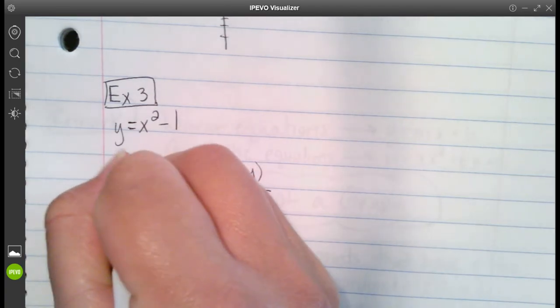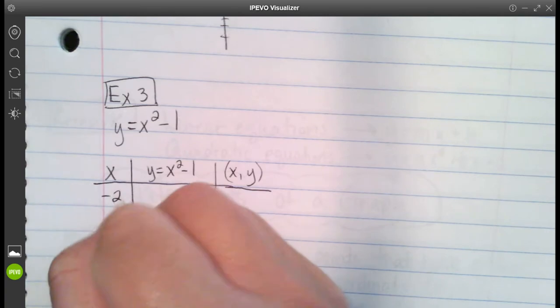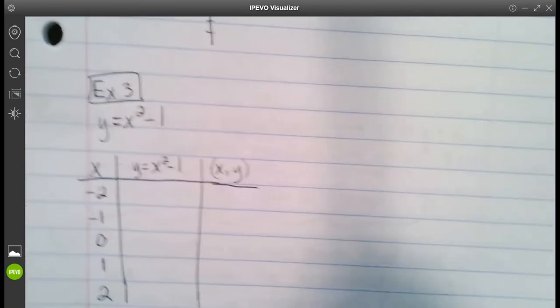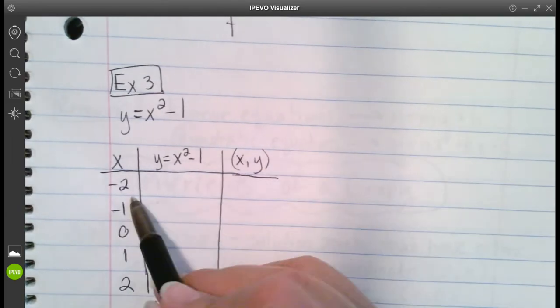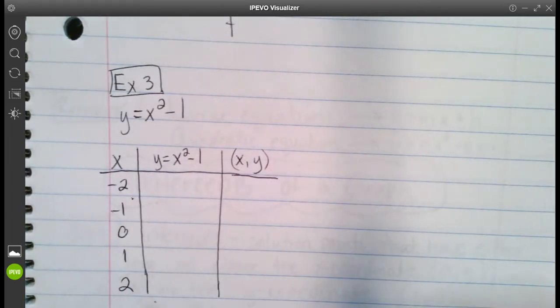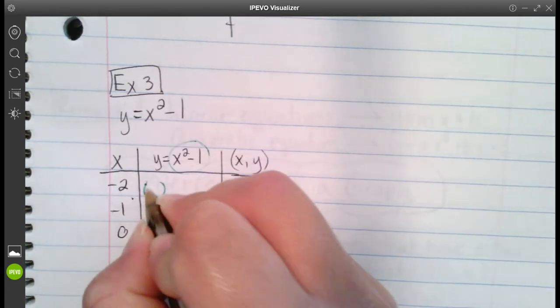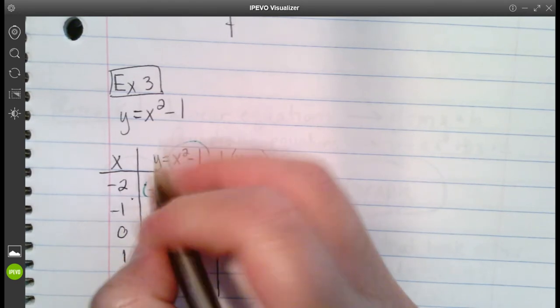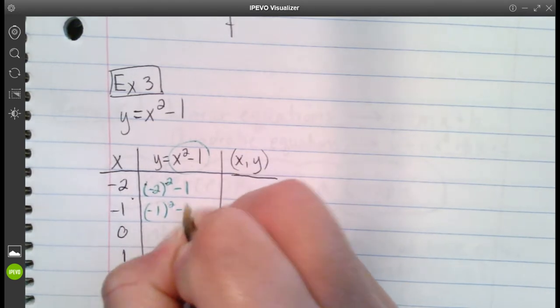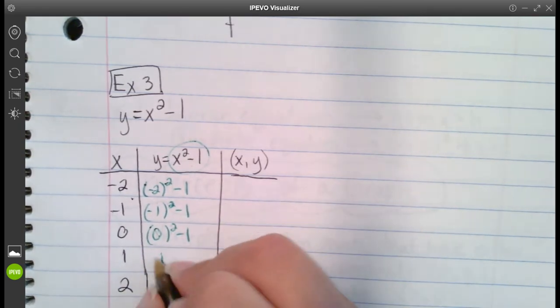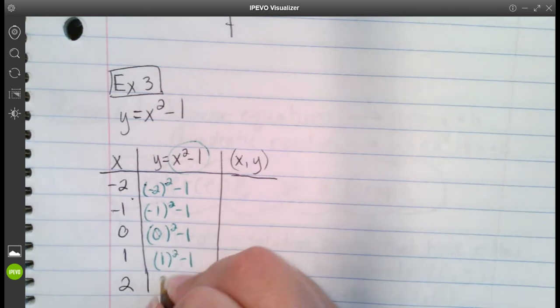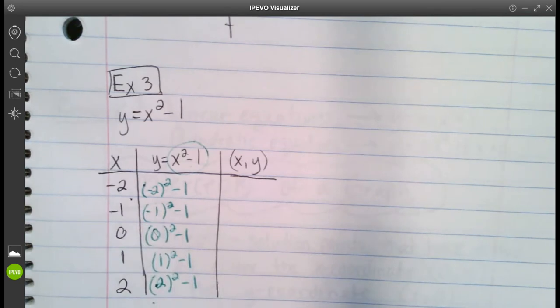So I'm going to start with -2, -1, 0, 1, and 2. Okay, now I'm using these kind of on purpose. You'll see why in the next example. So we're going to plug these values now into our equation, which is already solved for us. Okay, so there it is. So now I'm going to have -2 squared minus 1, -1 squared minus 1, 0 squared minus 1, 1 squared minus 1, and 2 squared minus 1. And I'm just going to calculate what all these are.